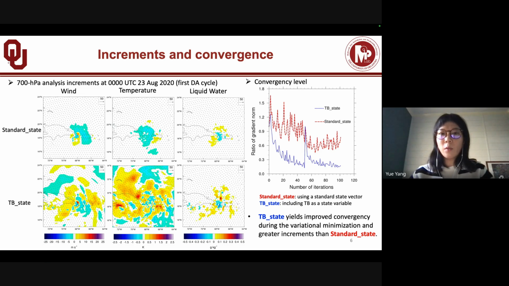Here we show the increments for different variables and the convergence level. From the first DA cycle, we can see the TB state in the bottom row yields greater increments than the standard state in the top row. In the right panel, the TB state speeds up the minimization compared to the standard state.